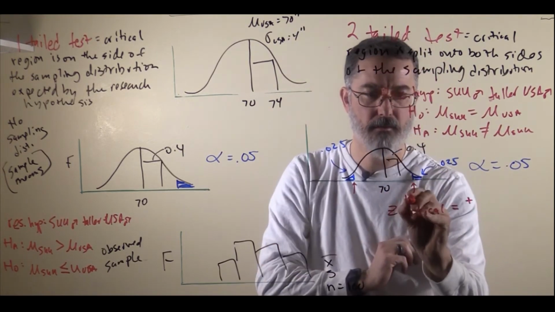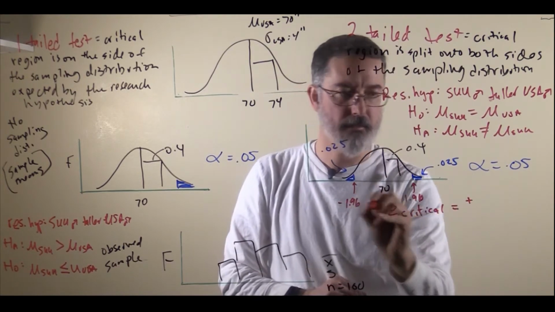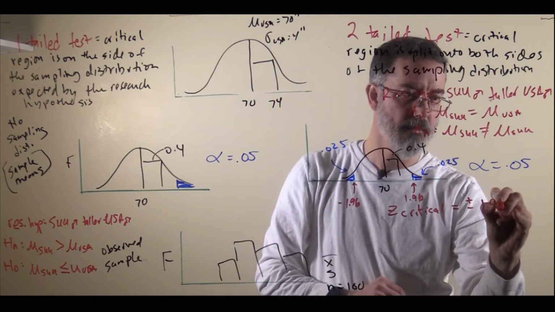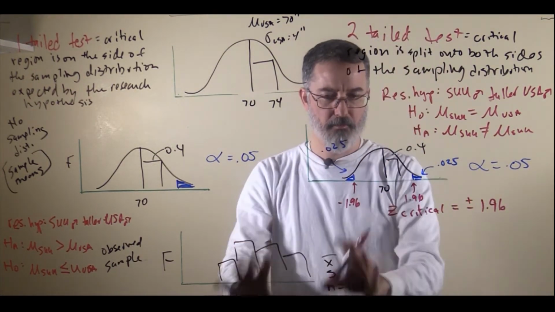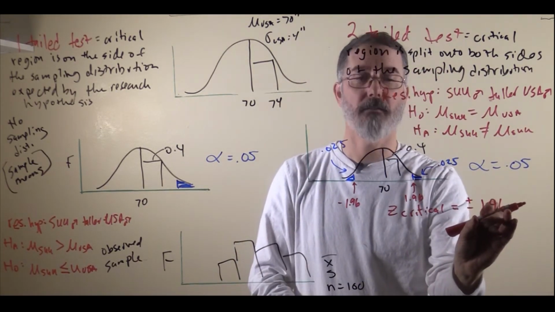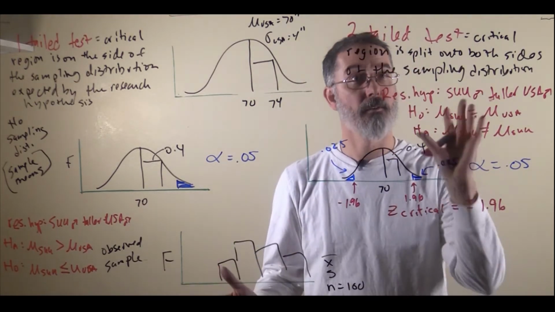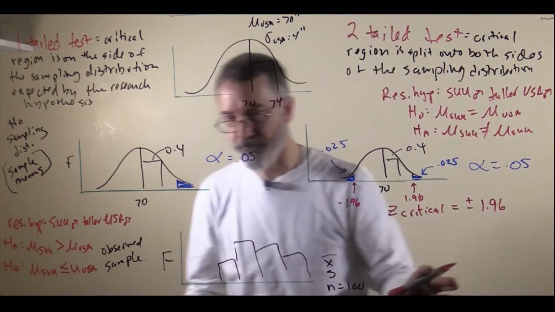And so if you look in your z-table, you'll find that it's 1.96 over here, z 1.96, or on this side, negative 1.96. So it's plus or minus 1.96. So any observed sample that is 1.96 standard deviations above the mean or below the mean will reject the null hypothesis using a two-tailed test.